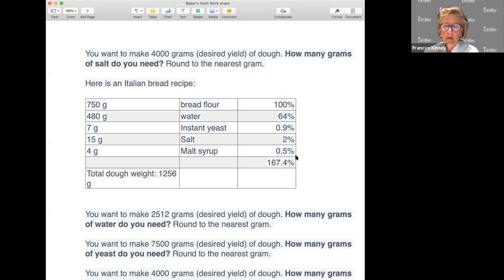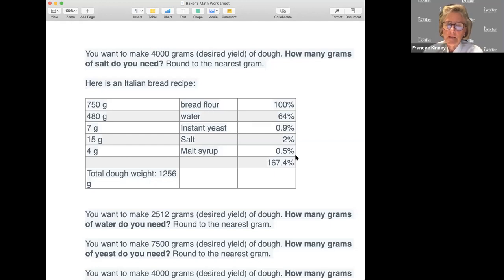So it's really one of the three equations that you need for baker's math. The first one is figuring out the percentages: individual ingredient weight divided by the flour weight gives you all of the individual percentages. And then the other two are what we have been using here. Desired yield divided by the overall baker's percentage gives you the new flour weight.